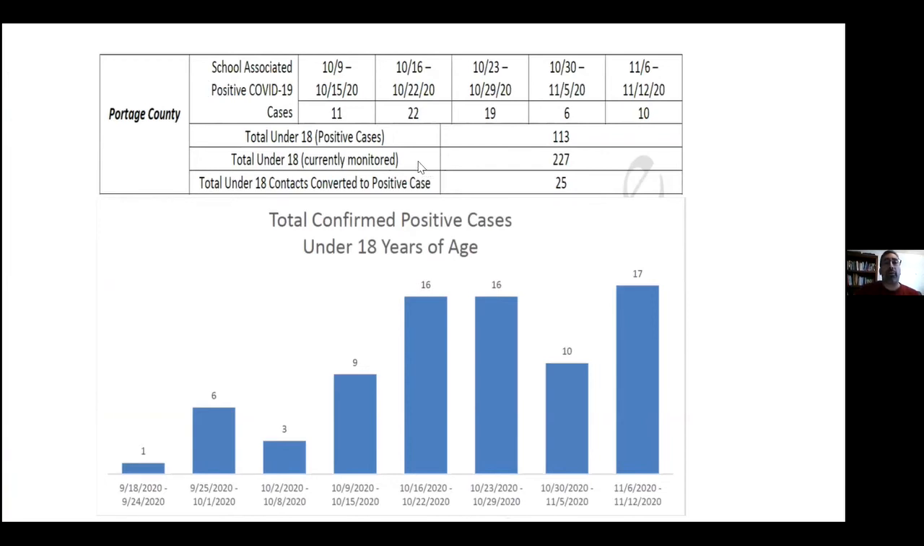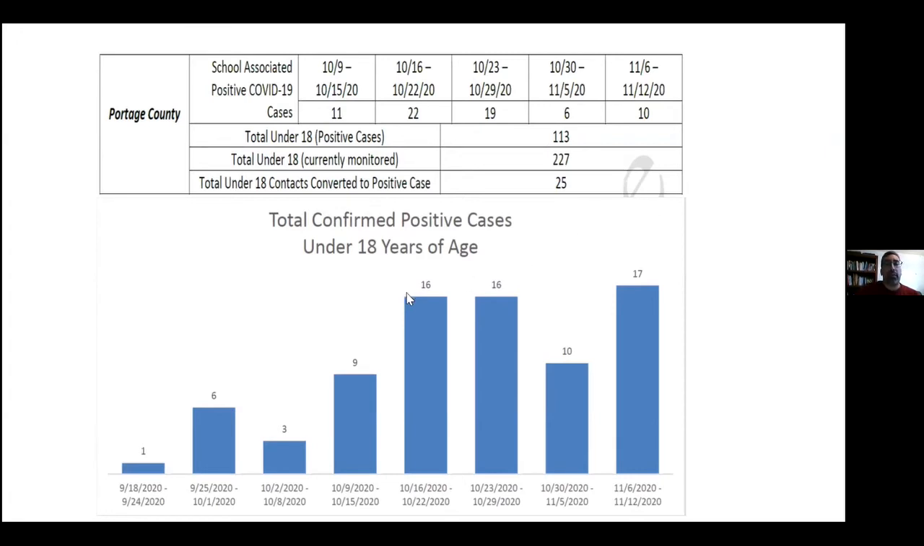Total of under 18 who are currently being monitored, 227. And then total under 18 contacts converted to positive cases, 25. It's only been in the last 3 to 4 weeks or so that we've actually had a number of individuals in our schools, of course under 18, who have now converted to positive cases. So this is quite significant.